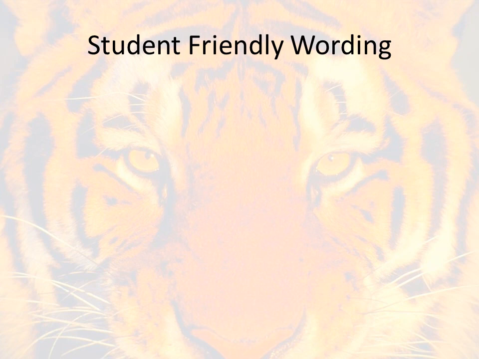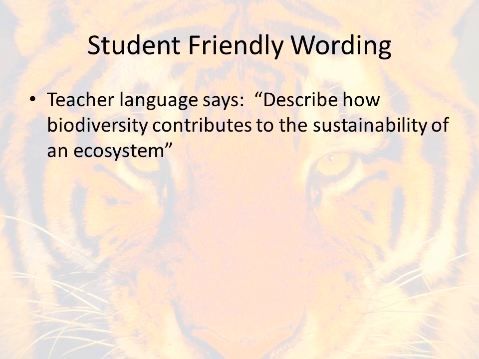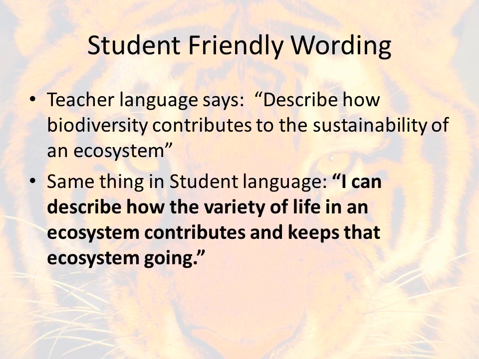If we look at the student-friendly wording, the way the teacher language says it, teachers know that they need to get you to describe how biodiversity contributes to the sustainability of an ecosystem. If we take those definitions and make it a little simpler for you, this is basically saying, I can describe how the variety of life in an ecosystem contributes to and keeps that ecosystem going. That's what this is really about. You have to be able to identify that, and then you have to be able to describe that.